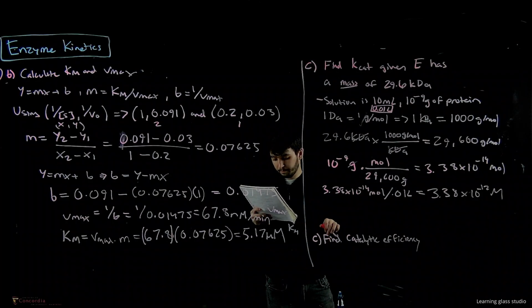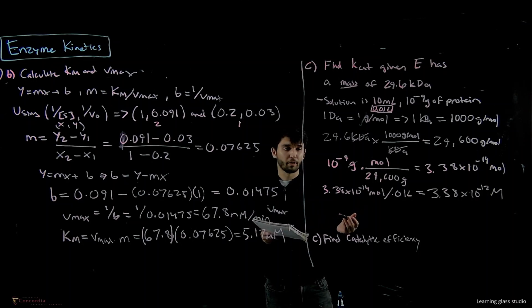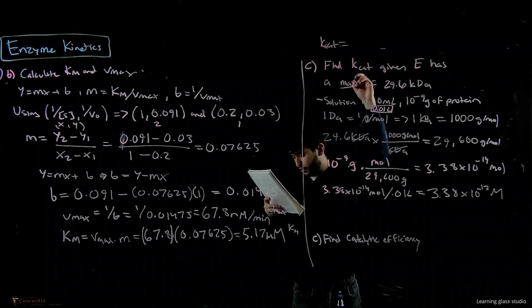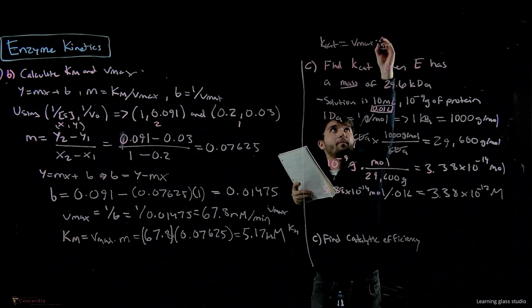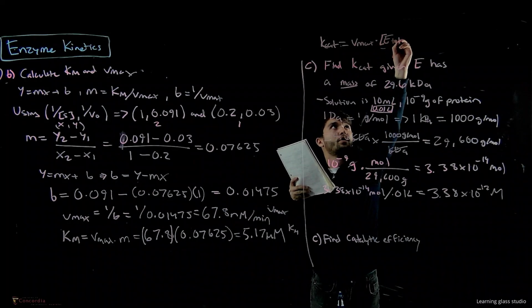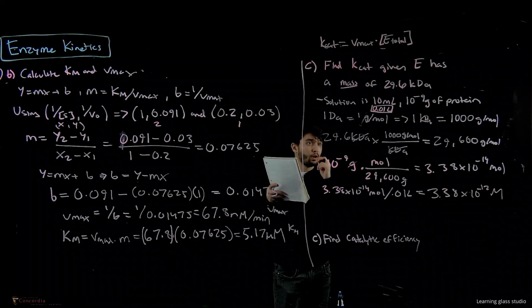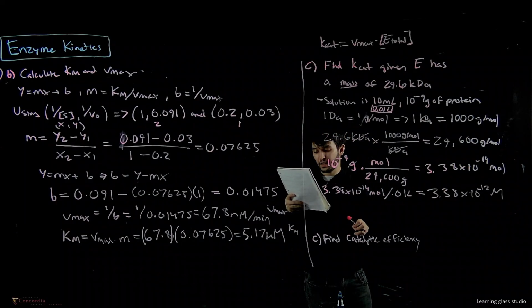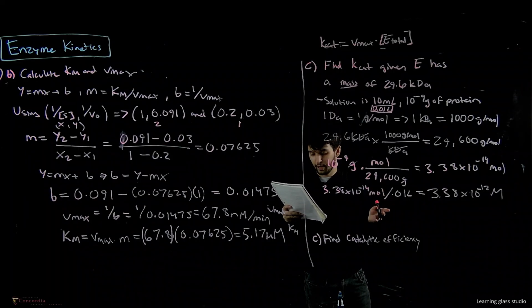So remember the equation is kcat is equal to Vmax times the concentration of enzyme total. In order for this equation to work, we have to get the units of Vmax to be the same. So we need to get the units of Vmax into moles per second, so that it cancels out and gives us the correct units for kcat.